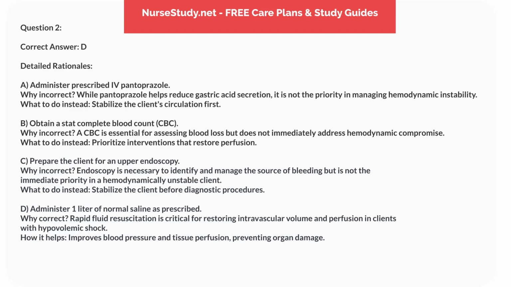C. Prepare the client for an upper endoscopy. Why incorrect? Endoscopy is necessary to identify and manage the source of bleeding but is not the immediate priority in a hemodynamically unstable client. What to do instead: stabilize the client before diagnostic procedures. D. Administer 1 liter of normal saline as prescribed. Why correct? Rapid fluid resuscitation is critical for restoring intravascular volume and perfusion in clients with hypovolemic shock. How it helps: improves blood pressure and tissue perfusion, preventing organ damage.